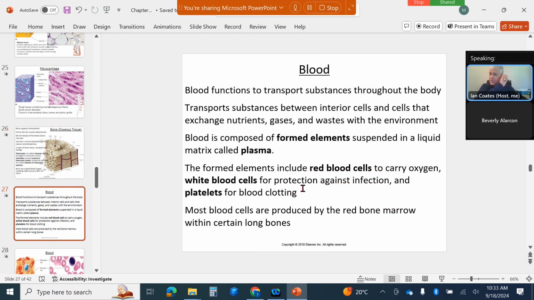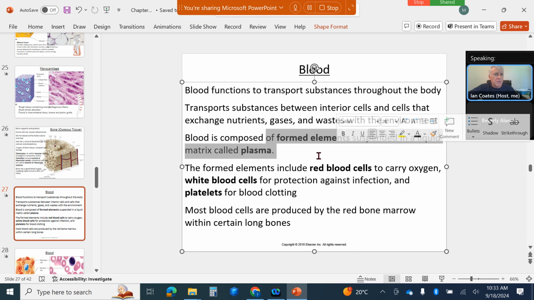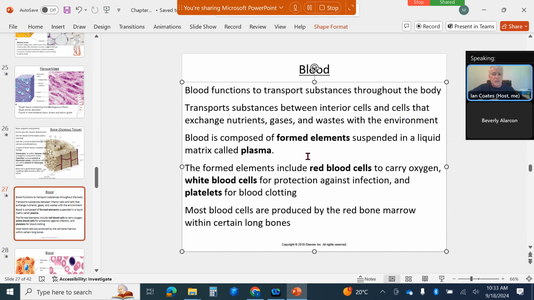Blood functions to transport substances throughout the body, between interior cells, exchanging nutrients, gases, and water. Blood moves things from A to B. It is composed of formed elements suspended in a liquid called plasma. Blood looks like a red liquid, but if we centrifuge it down, you'll see the majority of it is this yellow ooze. You see it if you ever let a cut go, this yellow ooze, plasma.